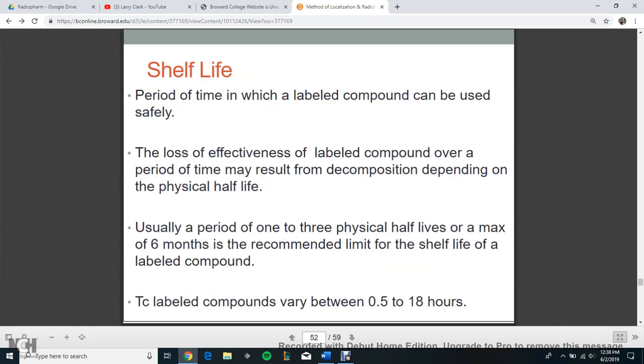Shelf life: period of time in which the labeled compound can be used safely. The loss of effectiveness of a labeled compound over a period of time may result from decomposition depending on the physical half-life. Usually a period of 1 to 3 physical half-lives or a max of 6 months is the recommended limit for the shelf life of a labeled compound. Technetium labeled compounds vary between 0.5 to 18 hours.